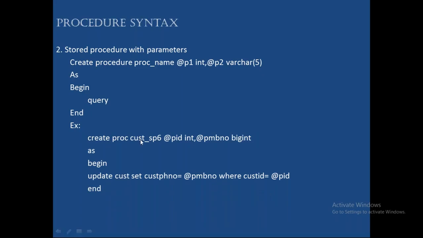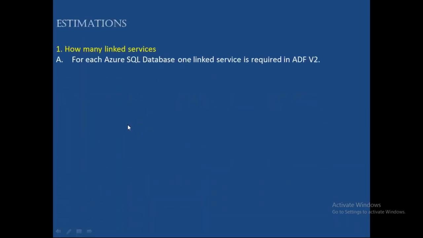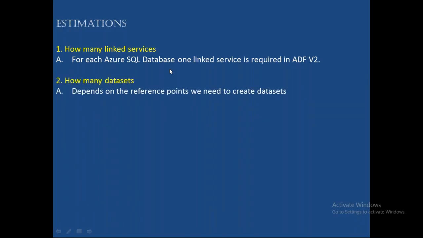Next, estimations. We need to know how many linked services we need. For each Azure SQL database, one linked service is required in ADF V2. Suppose you are creating an Azure SQL server, then you need to create one linked service. Next, how many datasets do we need? Datasets depend on the reference points. Suppose you have only a few things, then instead of creating the dynamic parameters and all, you can hard code. Everything depends on the number of tables you need to read; you are going to create the datasets accordingly.